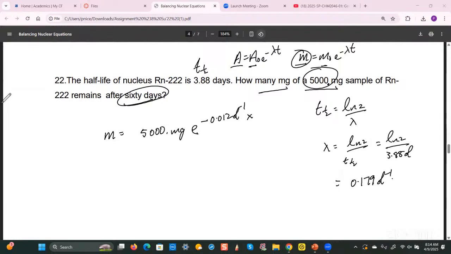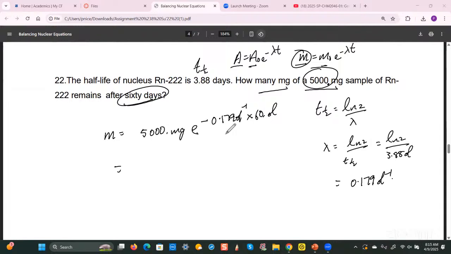So I need to change this as well to 0.179 days to the minus 1, and then multiply by the 60 days. All right, so this is where the 60 days come in. So let's see what this gives. 0.179 times 60 gives that, and then I find e to the minus that.